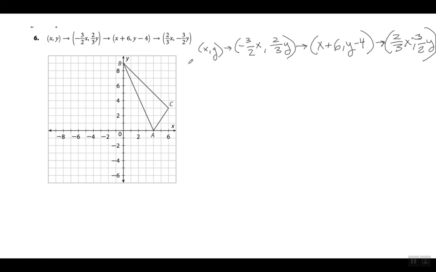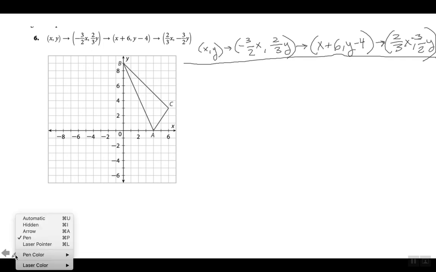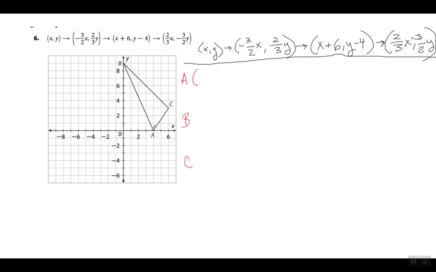Okay, and then let me draw a little line to divide the rule from the coordinates that I'm going to write underneath it. Let me change my pen color to make it easier to follow what I'm doing. First thing I'm going to do is write A, B, C. Let me give myself plenty of space because there's a lot to write. A is located at 4, 0. B is at 0, 9. And C is located at 6, 3.